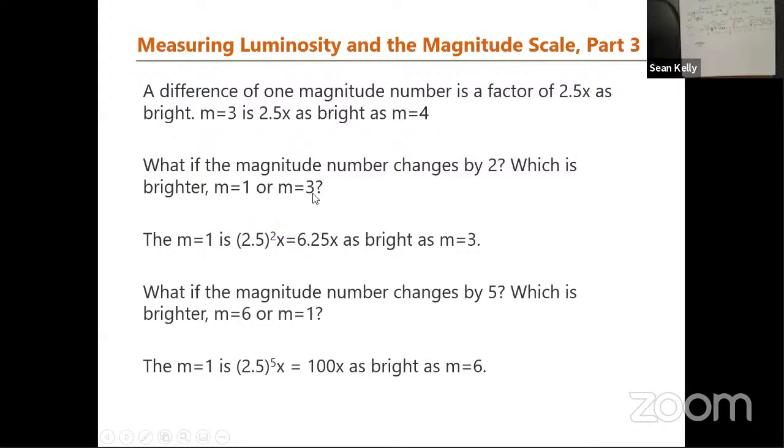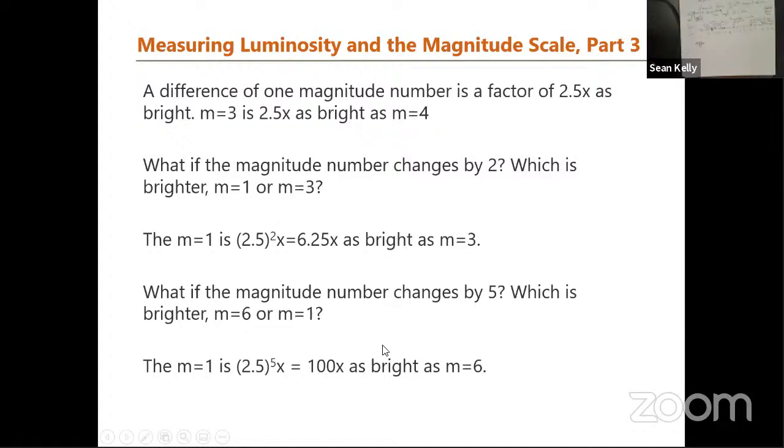Because it's 2 numbers different, you might think, and a lot of times people say, that it's 5 times as bright, but that's not the way this works. Every step that you take is a factor of 2.5. So you actually need to do 2.5 times 2.5, 2.5 squared. And that works out to be, you need to memorize this, 6.25 times as bright. So magnitude 1, the lower number, is 6.25 times as bright as magnitude 3, okay?